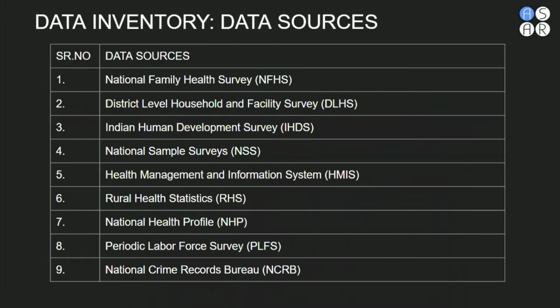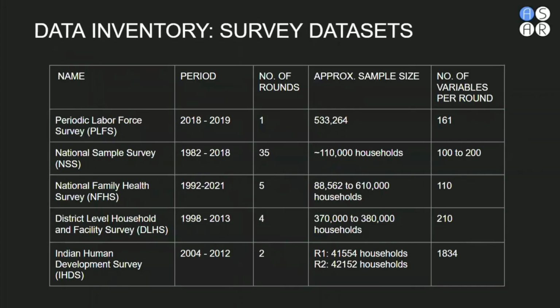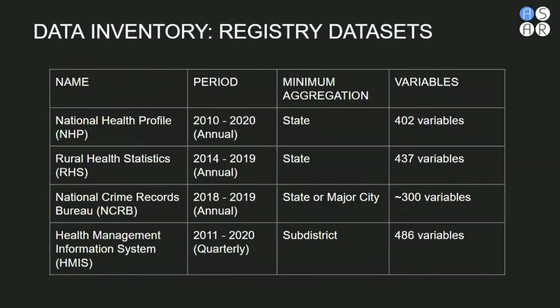So these are all the data sources we have extracted the data from. These data sources can be segregated into two divisions. The first one is the survey datasets. IDLi currently houses 5 different survey datasets. And the next one is the registry datasets. IDLi has 4 different registry datasets, which include NHP, RHS, NCRB, and HMIS.